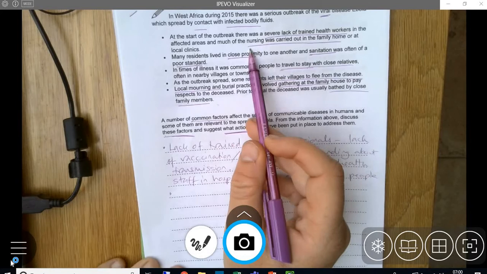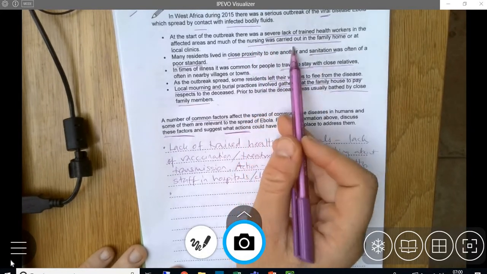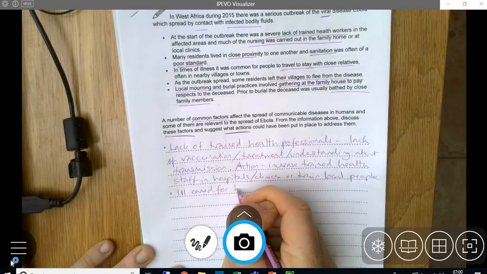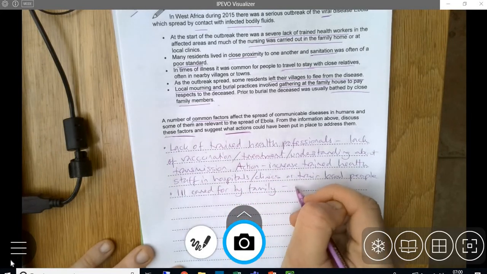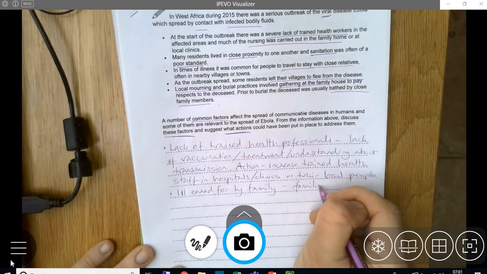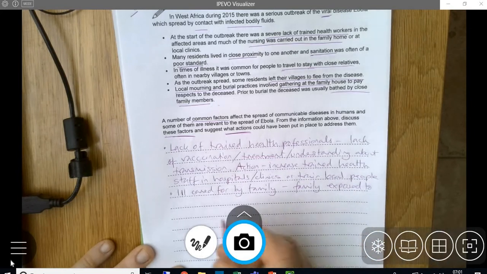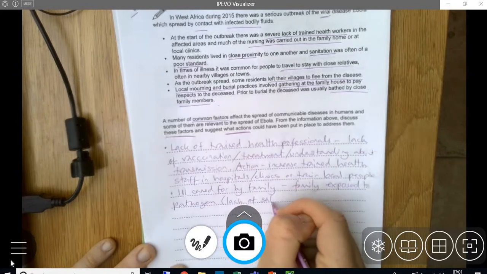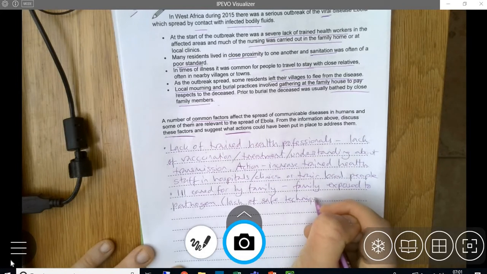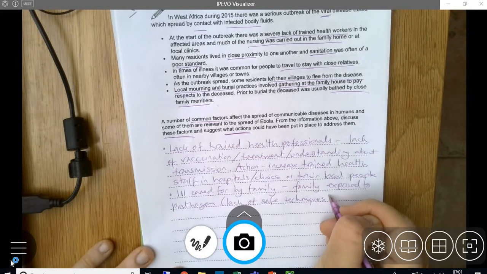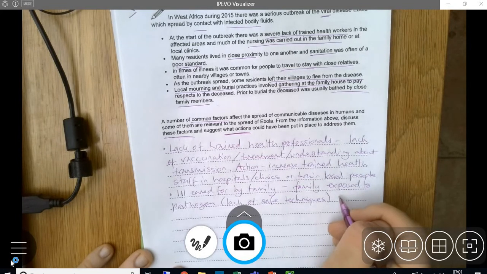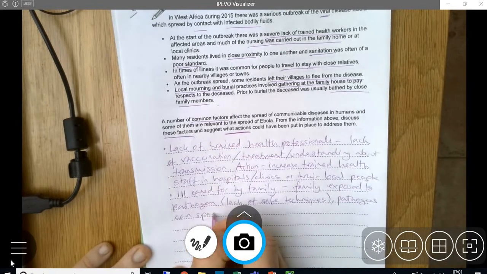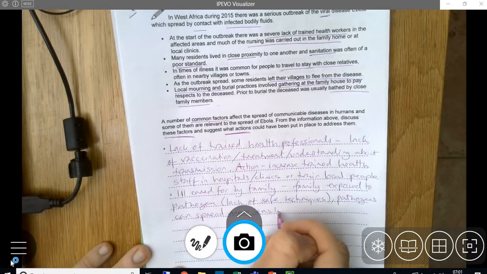Second one, I said that lots of the ill people were cared for by their family. Okay, so the ill cared for by family. So therefore, family would have been exposed to pathogen. Okay, lack of safe technique. So they would not have been hand washing properly. They would not have been wearing protective clothing, PPE, and gloves, and all that sort of thing. Pathogens can spread more easily.